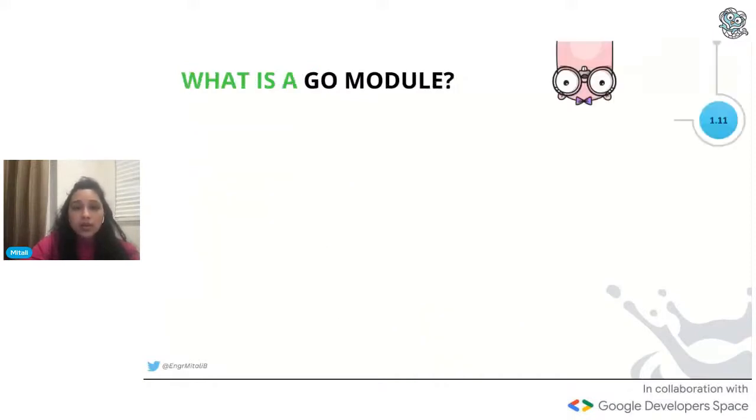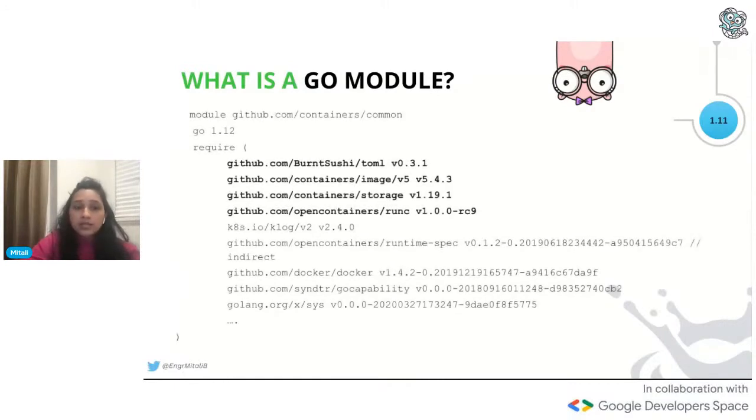First of all, what is a Go module? A Go module is a collection of packages in a file tree, and it has a go.mod file at its root. Now, how does the go.mod file look? This is a sample example. The go.mod file has a module path at the first part, here it's module github.com/containers/common. This is the full module path, and then it will have the Go version with which this particular module has been built, and then it will have a require directive.